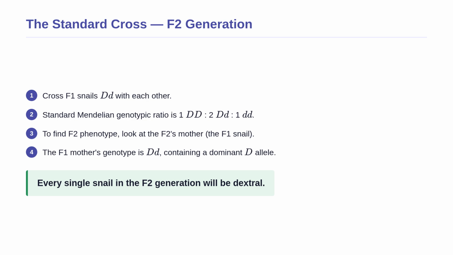Normally, this would result in a 3-to-1 phenotypic ratio. However, to find the F2 phenotype, we must look at the genotype of the F2's mother. The mother of the F2 generation is the F1 snail, whose genotype is heterozygous. Because the F1 mother has a dominant allele, she produces dextral-forming proteins for all her eggs. As a result, every single snail in the F2 generation will be dextral, regardless of their own genotype. The expected Mendelian ratio is completely masked.